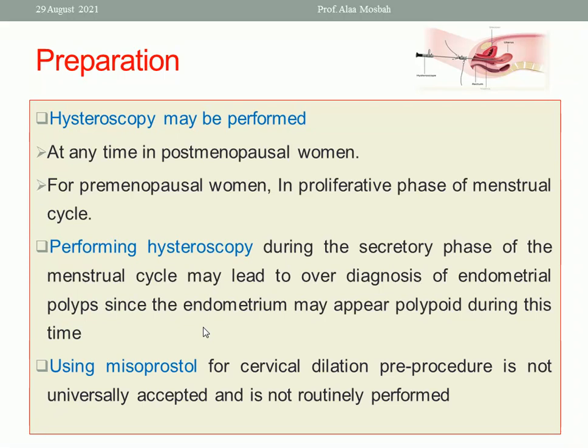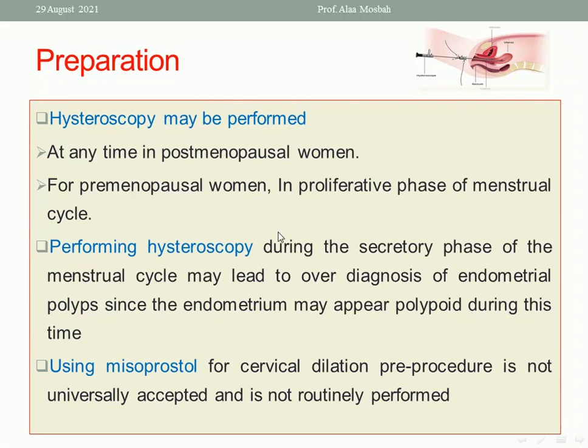Okay, what about the preparation for the hysteroscopy? Which is the best time? Proliferative phase or secretory phase? Proliferative phase is the best in menstruating women of premenopausal age. But in postmenopause, you can do it, of course, at any time.